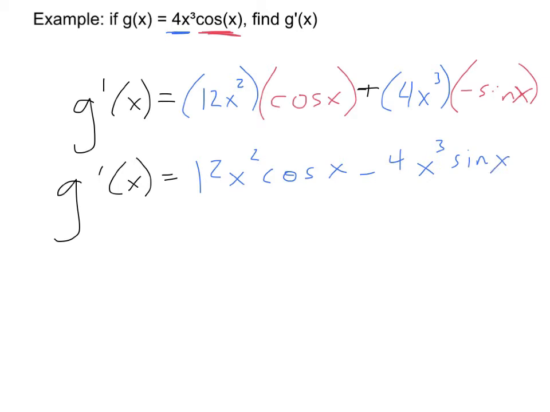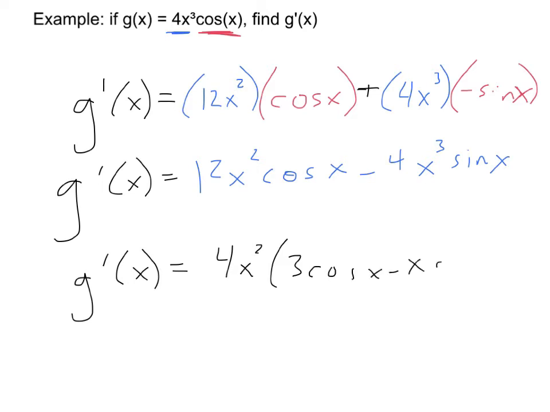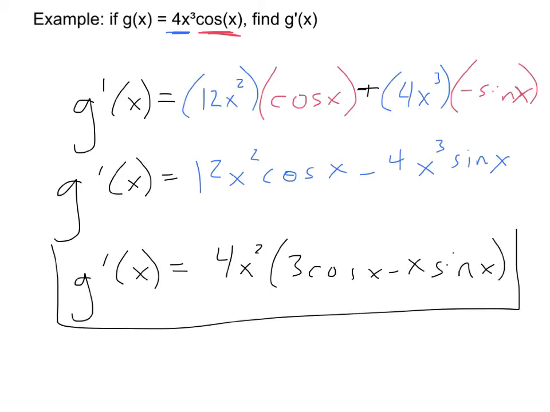And then something I want us to be in the practice of doing, if there is anything that can be factored out of this expression, I think it's worth factoring out. It makes for expressions that look a little bit prettier. So I could pull out the 4x squared. I could factor out the 4x squared. That leaves me with 3 cosine x minus x sine x. And this is the answer that I'm going to prefer.